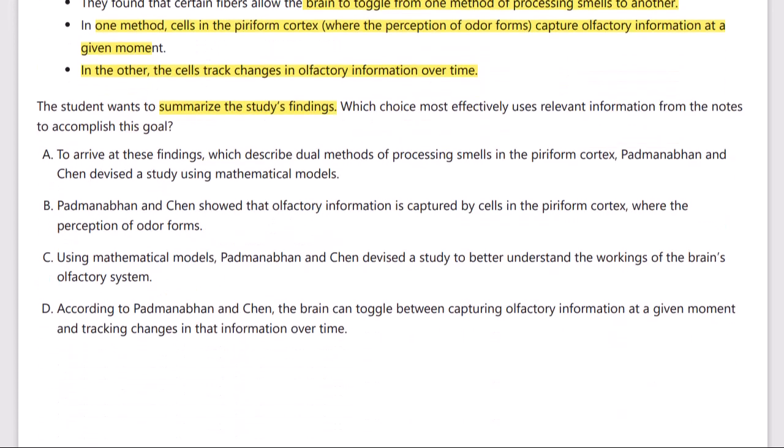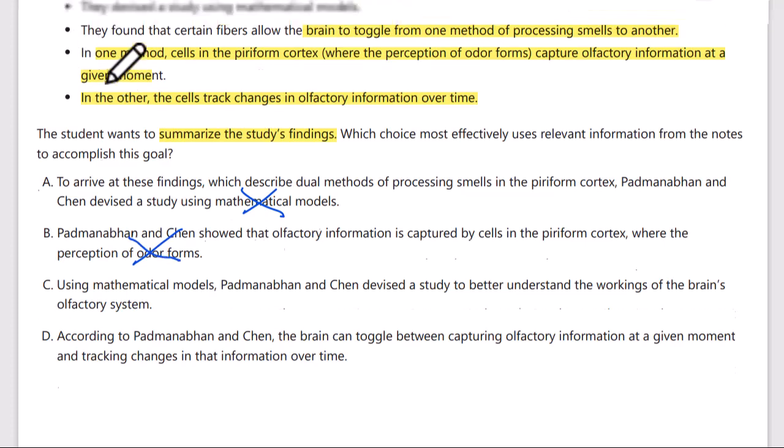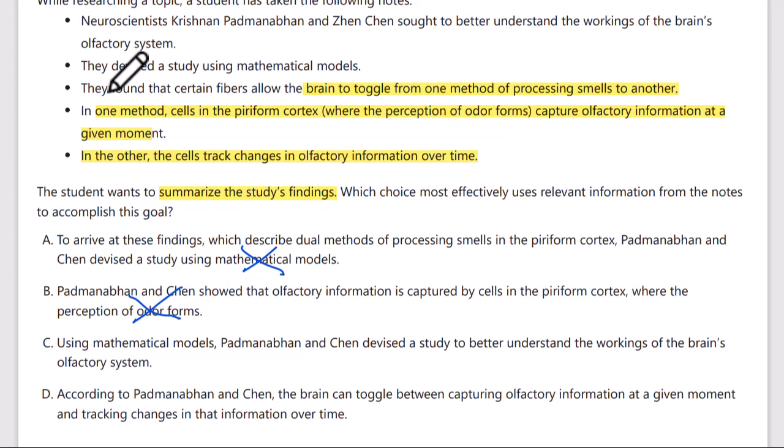A: To arrive at these findings, which describe dual methods of processing smells in the piriform cortex, Padmanabhan and Chen devised a study using, that's a method. That's not right. B: Padmanabhan and Chen showed that olfactory information is captured by cells in the piriform cortex where the perception of odor forms. This is one of the conclusions or the findings, not both. So when you get this structure and you have two conclusions, you can't merely just have one without the other and have the right answer.